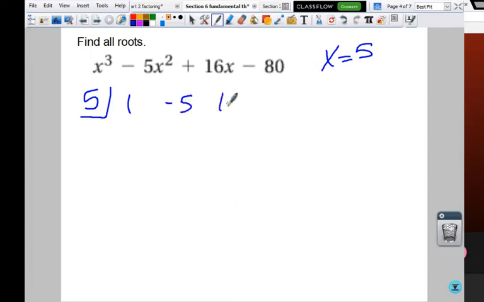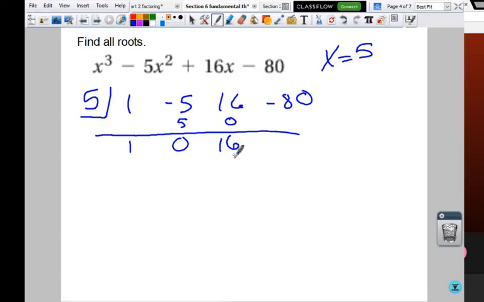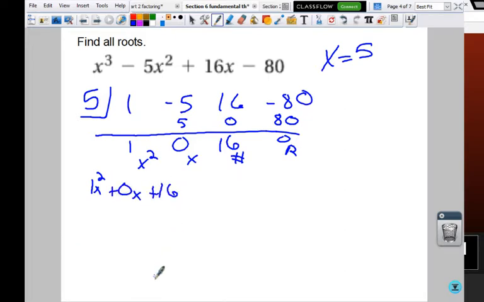So I got 1, -5, 16, -80. I'm going to synthetic division this, so we need 1. Then 5 times 1 is 5, and 5 times 0 is 0. Then plus 16, and the last number is negative 80. So I get 1x squared plus 0x plus 16.